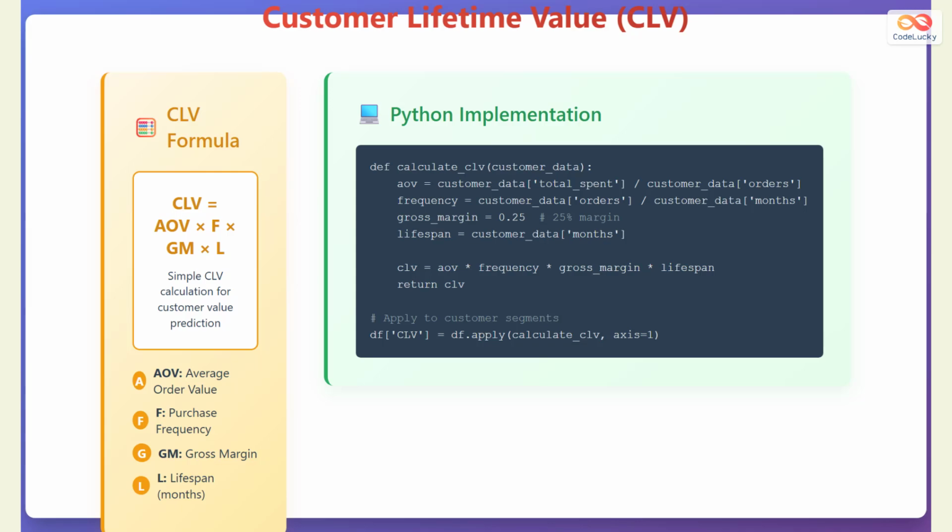Here's a look at the Python implementation. First, define a function, calculate CLV, passing in customer data. Average order value is the total spent divided by the number of orders. Frequency is the number of orders divided by the number of months. Gross margin is 0.25, that is 25% margin, and lifespan is the number of months. The customer lifetime value is the average order value multiplied by frequency, multiplied by the gross margin, multiplied by the lifespan. Finally, apply this to customer segments.